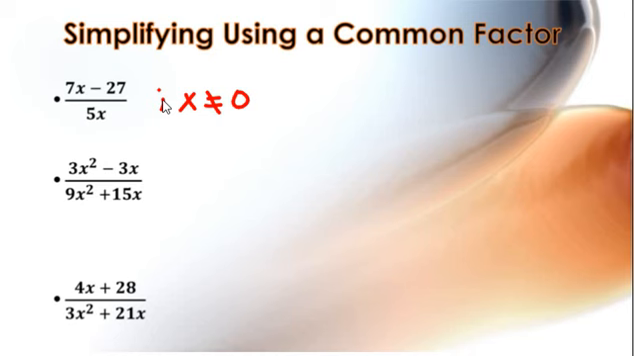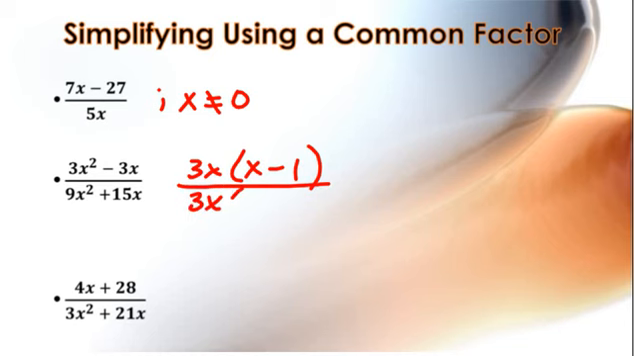Next one, 3x squared minus 3x divided by 9x squared plus 15x. So in the numerator, I can take a 3x out. That leaves me with x minus 1. Denominator, I can take a 3x out. That leaves me with 3x plus 5.